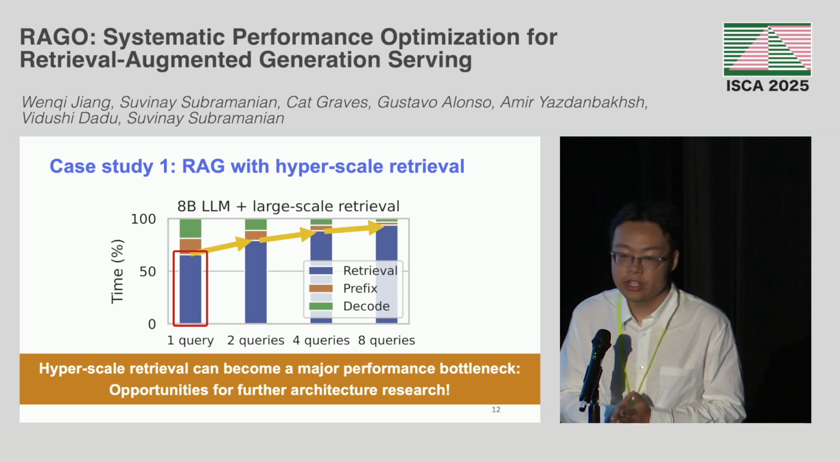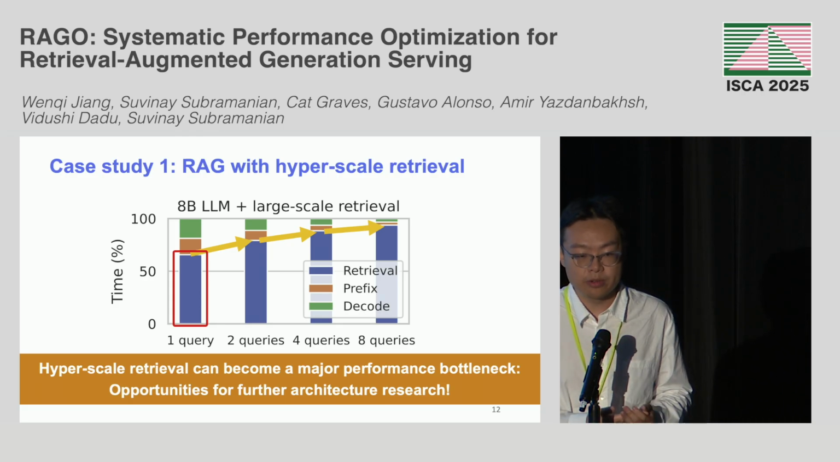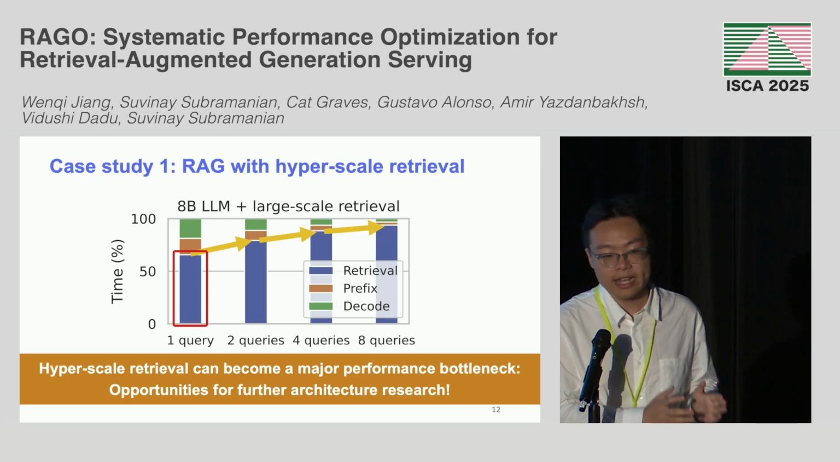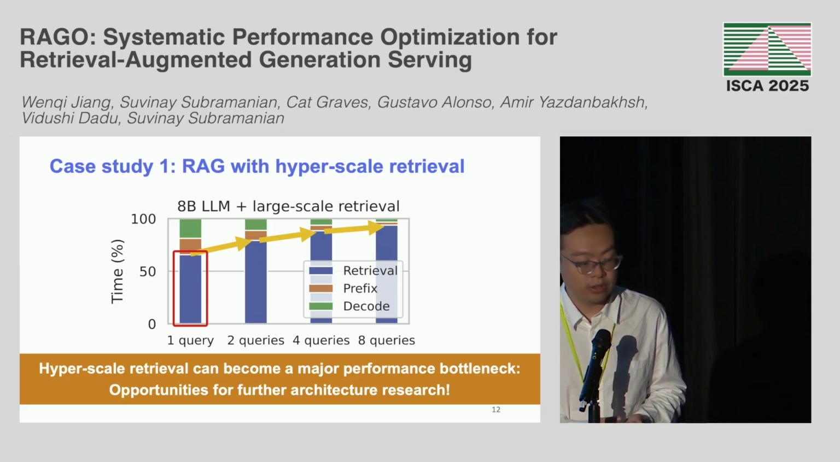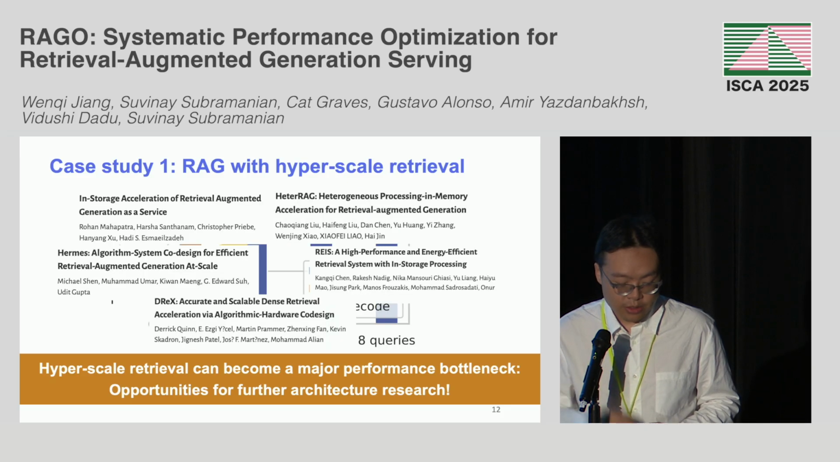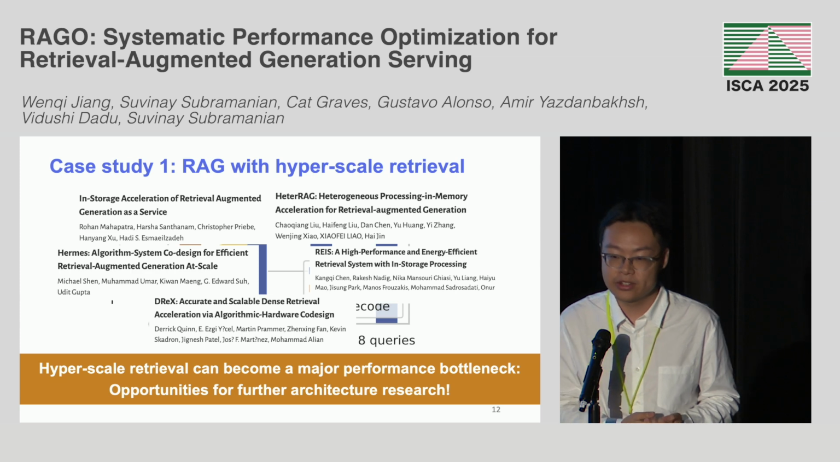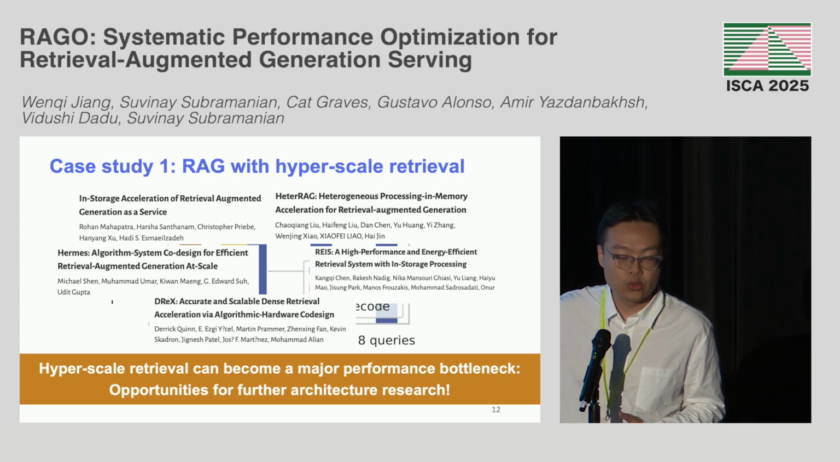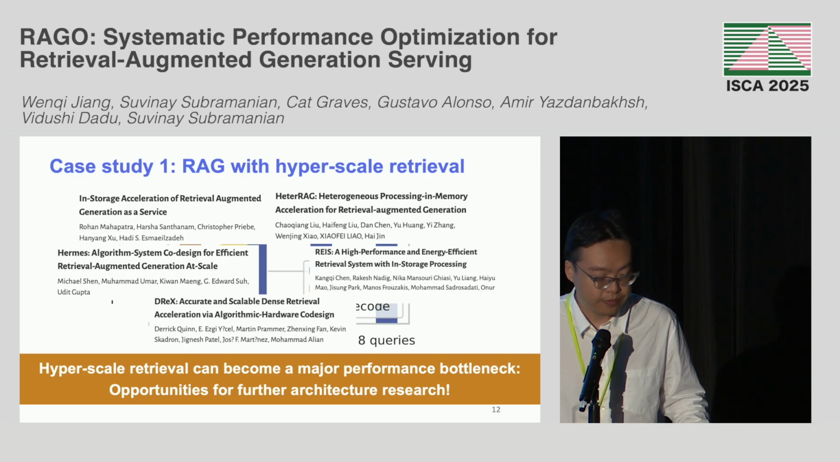So the takeaway message here is that after years of efforts in optimizing model inference performance, now the next bottleneck is fast retrieval, especially at very large scale, which presents further research opportunities for the architecture community. And the good news is that I already found very interesting papers in ISCA this year about addressing this retrieval performance. So feel free to also check these works out.